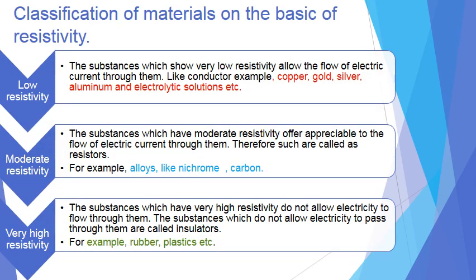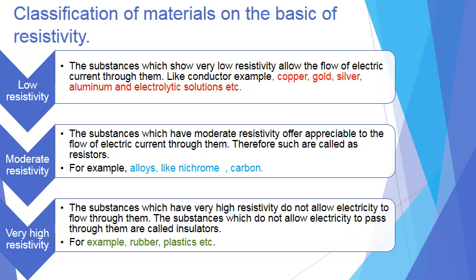How is resistivity classified? Resistivity is classified into three subcategories. Number one is low resistivity, number two is moderate resistivity, and number three is very high resistivity. Number one, what do you mean by low resistivity? If you take any substance which has very low resistivity and apply it in a circuit board, it will allow the electric current to pass through it. For example, they are known as conductors.